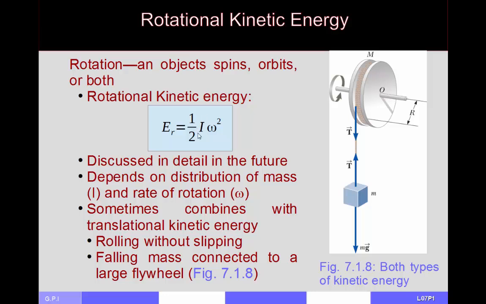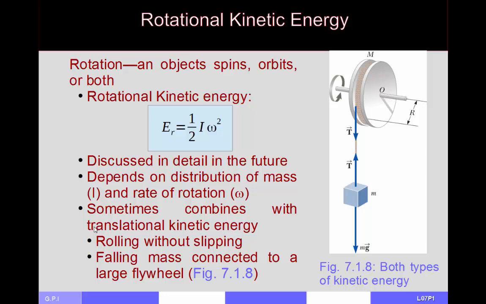The I term is called rotational inertia, and we're going to look at it in the future when we talk more about rotational dynamics. Basically, it's a combination of how much mass the object has and then how that mass is distributed. So it's usually some function of mass and distance from the axis of rotation.